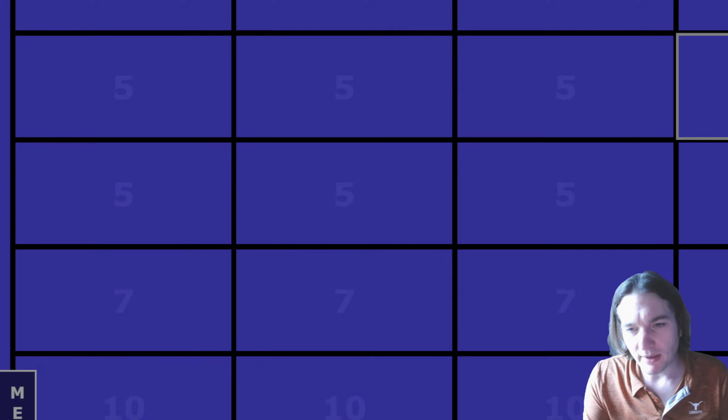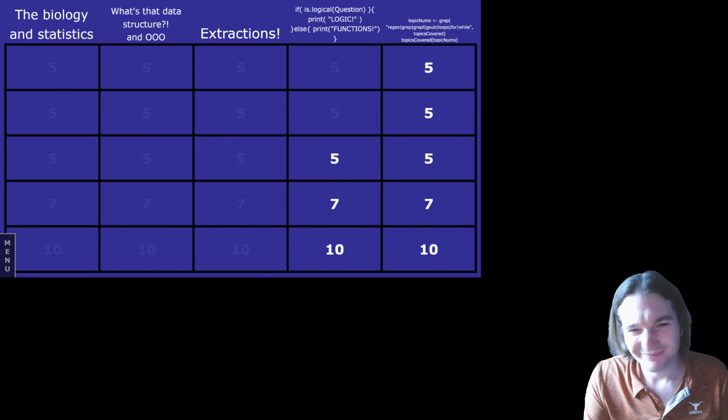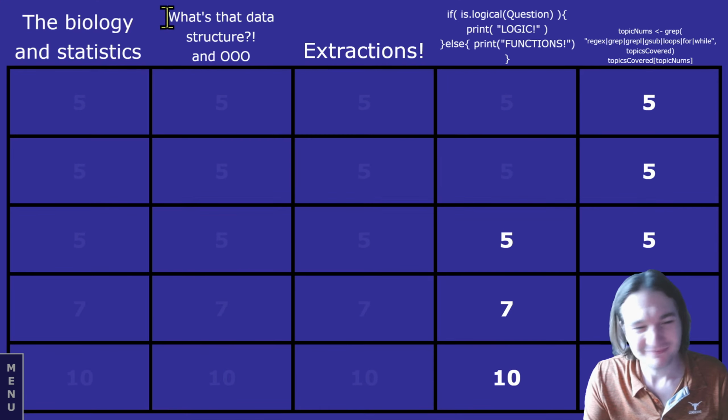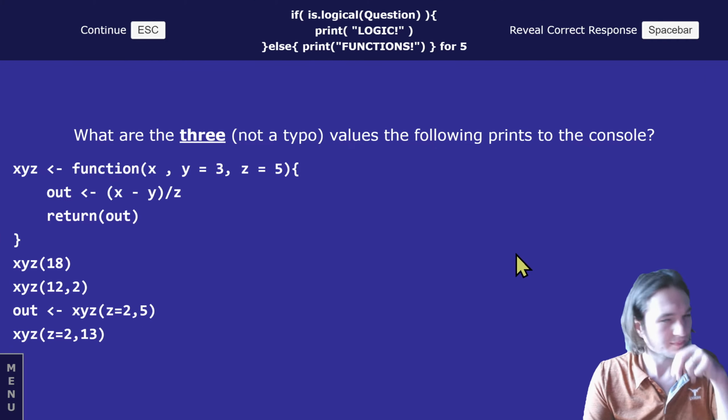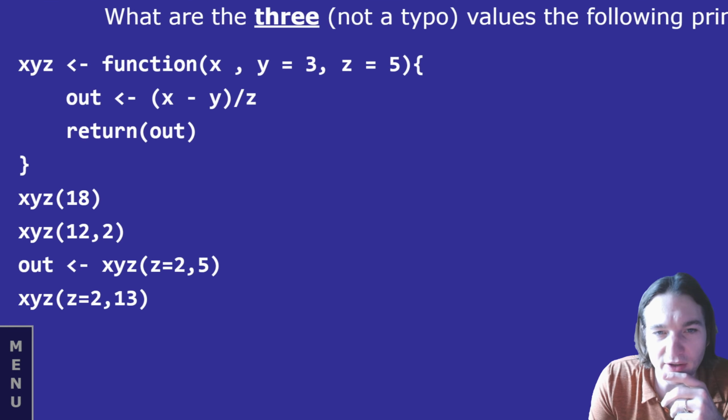All right, let's zoom back out. Next up, we have: what are the 3, not a typo, values printed to the console in the following code.